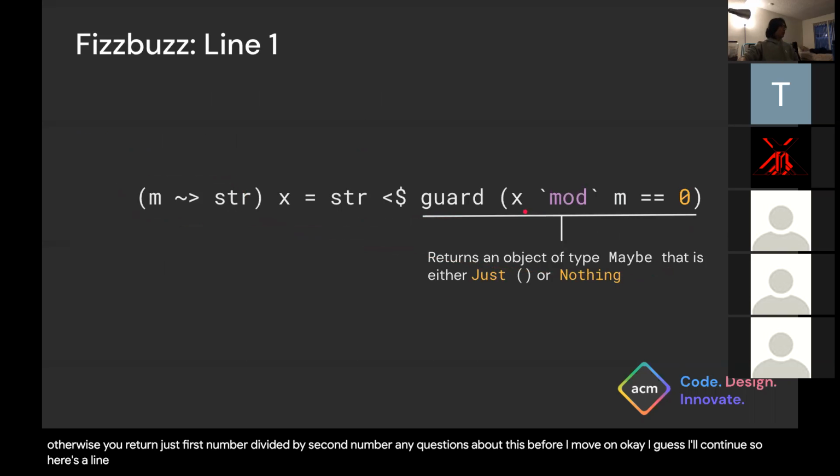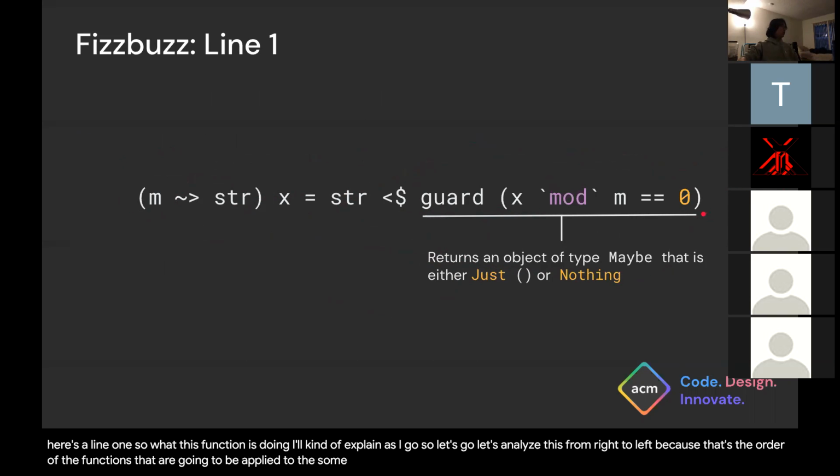So here's line 1. What this function is doing, I'll explain as I go. Let's analyze this from right to left, because that's the order of the functions that are going to be applied to some value.